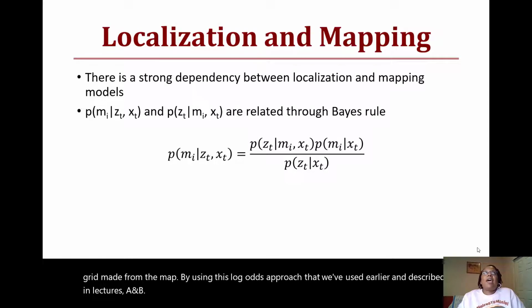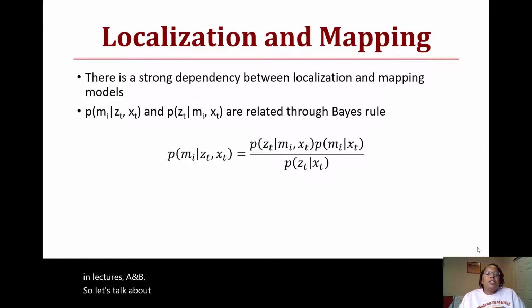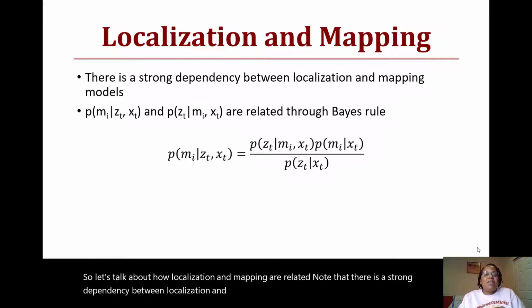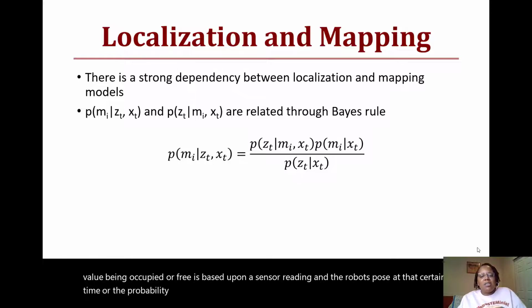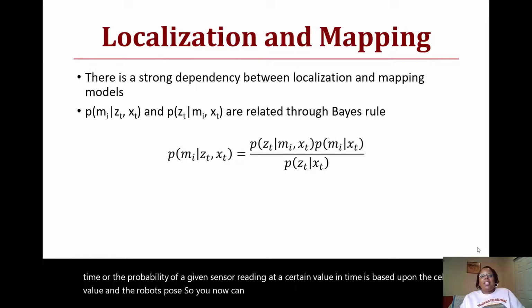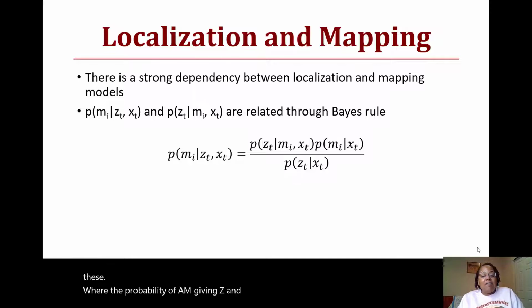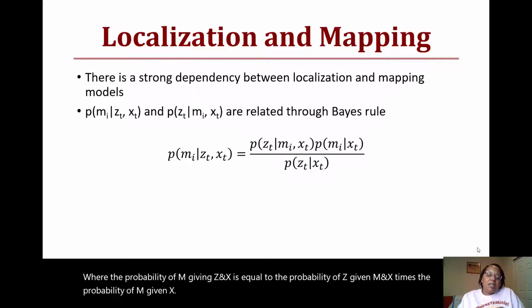Now let's talk about how localization and mapping are related. Note that there is a strong dependency between localization and mapping, because the probability of a given map cell value being occupied or free is based upon a sensor reading and the robot's pose at that certain time, or the probability of a given sensor reading at a certain time is based upon the cell value and the robot's pose. So you can see that we can use Bayes' rule to relate these, where the probability of M given Z and X is equal to the probability of Z given M and X times the probability of M given X over the probability of Z given X.